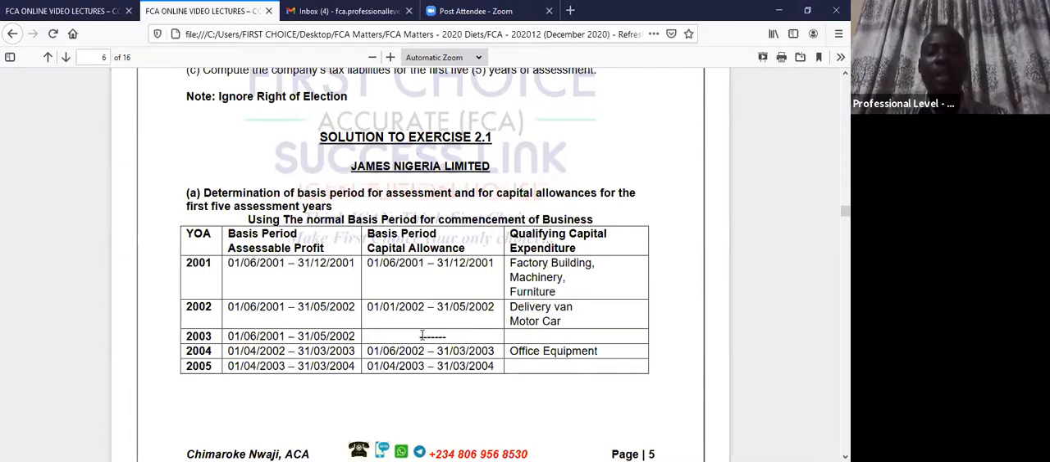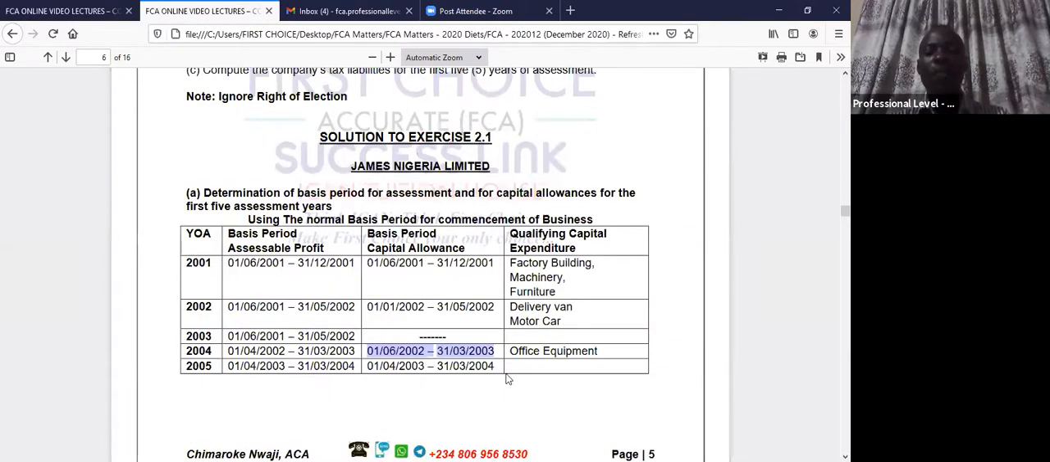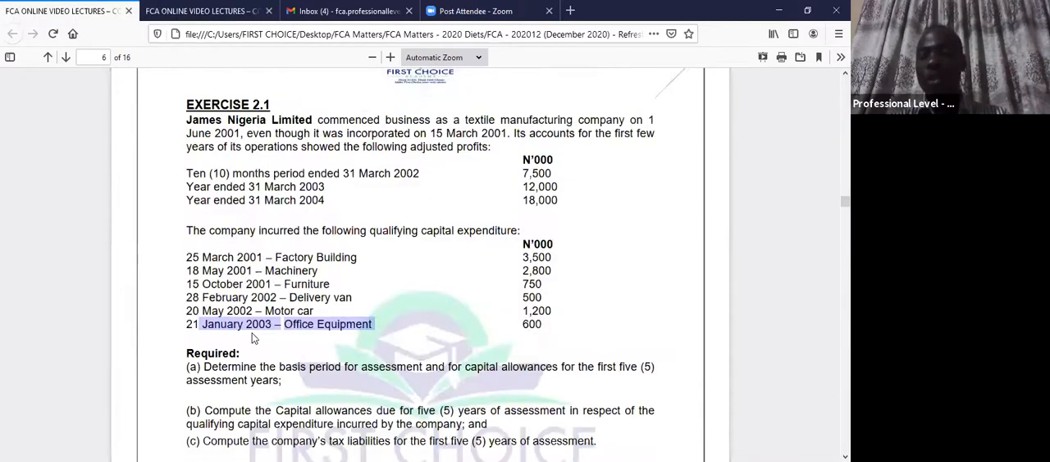Now in the third year, there is a dash. So if there is a dash, nothing is here. In the fourth year, we look at June 2002 down to March 2003. This one is January 2003, so it qualifies. So you see office equipment qualifies. Then here is April 2003 to March 2004. No asset was bought in April nor further. So there's a dash there.